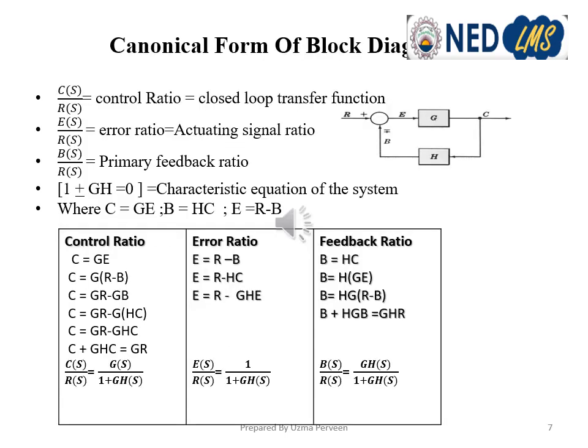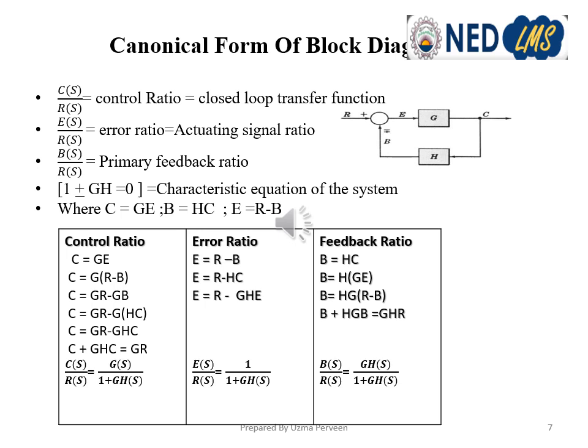These are three different ratios we use from the canonical form of the block diagram. This is the control ratio C upon R, error ratio E upon R, and the primary feedback ratio B upon R. The simple derivation of these three ratios is given here, in which we use the simple definitions, and as it is very clear from the diagram that C, that is the control variable or output, is equal to capital G into E.